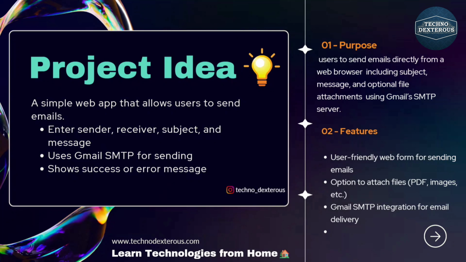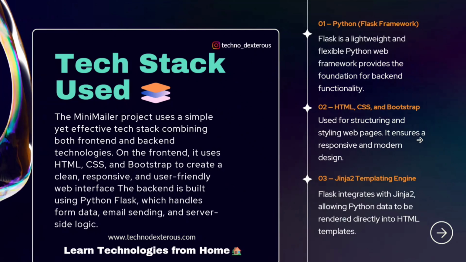The main feature of this project is that Mini Mailer lets users type an email, add a subject and write a message. It also allows sending files and attachments and shows a success or an error message after sending. Tech stack used: the project uses HTML, CSS and Bootstrap for the front end of this website. The backend is made with Python Flask and it uses smtplib and email.mime to send emails.